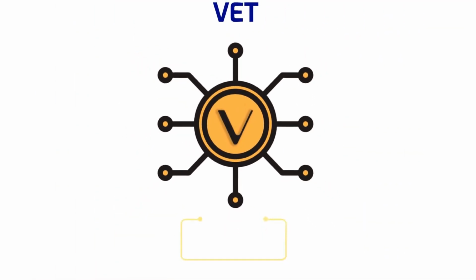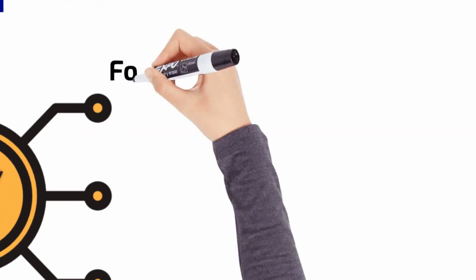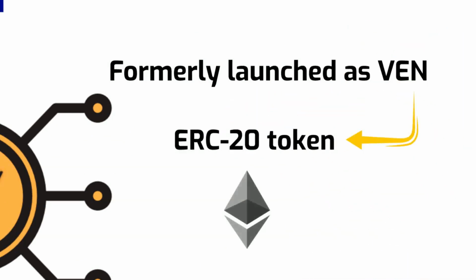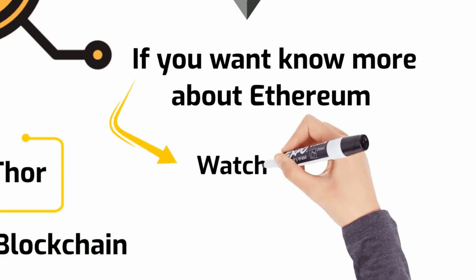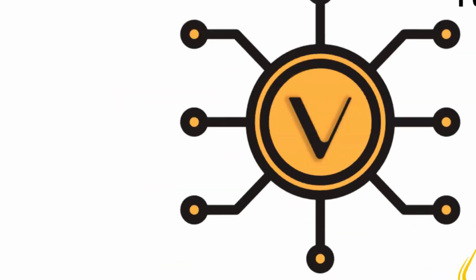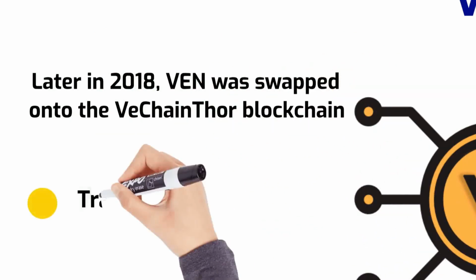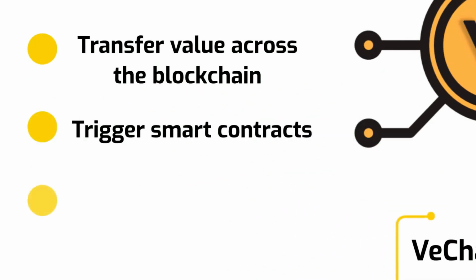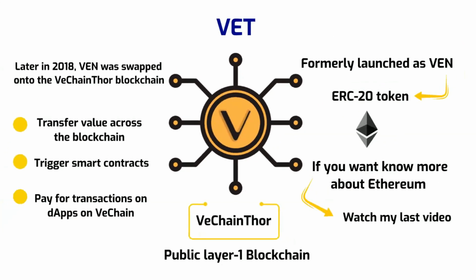VeChain, or VET, is the native token operating on the VeChainThor, a public layer 1 blockchain. VET was formerly launched as VEN, an ERC20 token on the Ethereum blockchain. If you want to get acquainted with the specific features of Ethereum and the facilities available on it, you can watch my previous videos about Ethereum. Later in 2018, VEN was swapped onto the VeChainThor blockchain. This token can transfer value across the blockchain and trigger smart contracts. It is also how users pay for transactions on DApps that function on the VeChain blockchain.